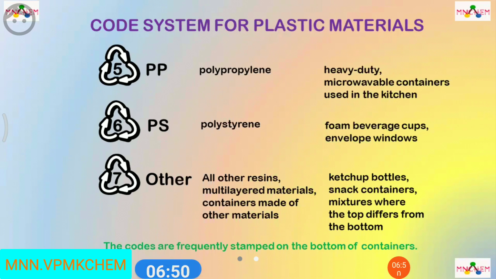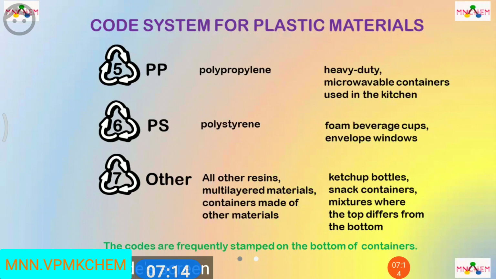And then the seventh are all the remaining plastics or the polymers which we encountered, and they are very difficult to recycle. For example, when we talk about the bottles of ketchup, snacks containers, and different lids of the bottles, etc.